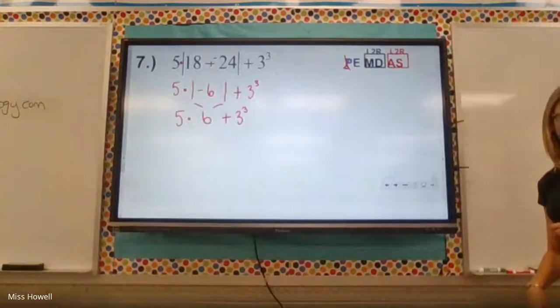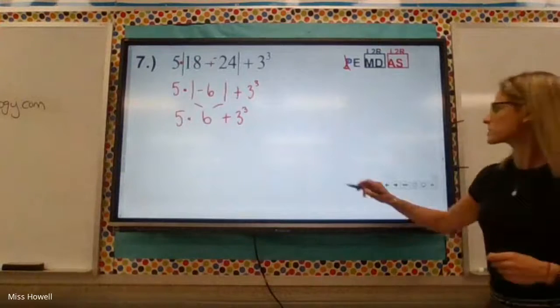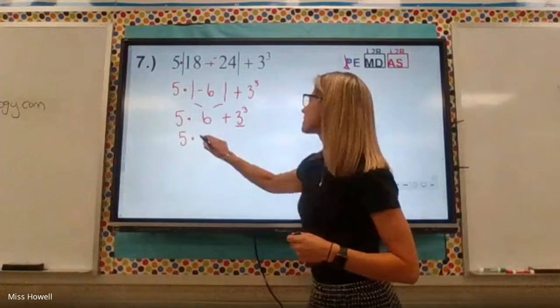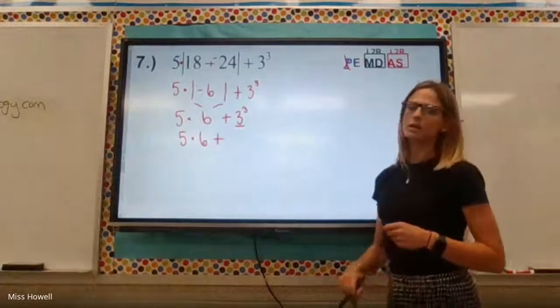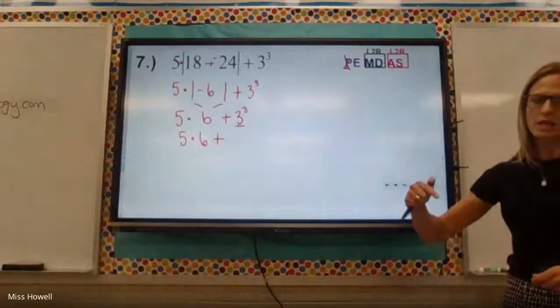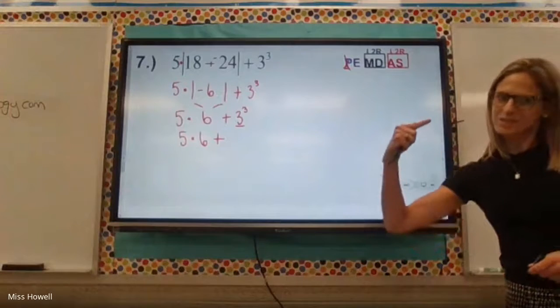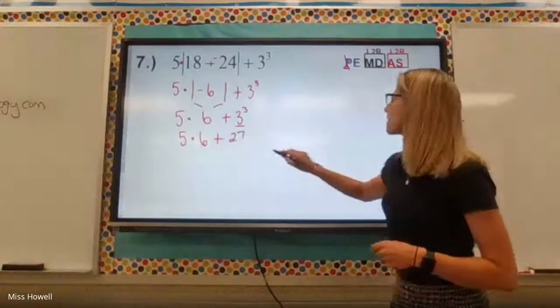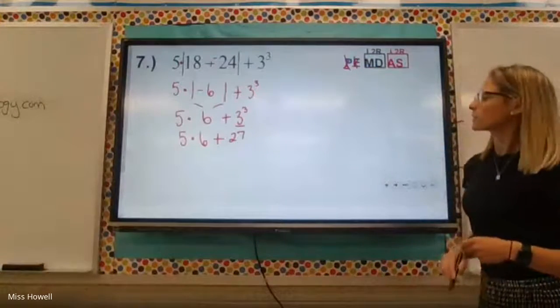All right, now we're looking for powers or exponents next, which is this 3 to the third. Bring down 5 times 6 plus. 3 to the third is not 3 times 3, so be careful. It is 3 times 3 times 3 again, which is a 27. All right, no more exponents.